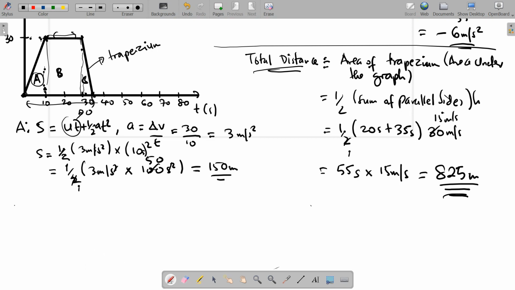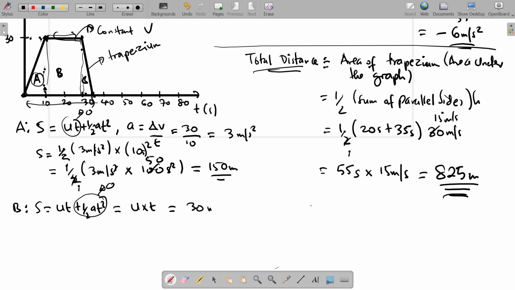Now when we go to the second part of the journey, you find out that S will still be equal to ut + ½at². But here you will notice that there is no acceleration. This point is a point of constant velocity. So it means this acceleration part will end up becoming 0, and it will just be u times t. The initial velocity at this point, we started with 30 meters per second in this part B. The initial was 30. We multiplied by the time duration, which was 20 seconds. When we multiply the two, what we end up getting is 600 meters because the seconds do cancel.